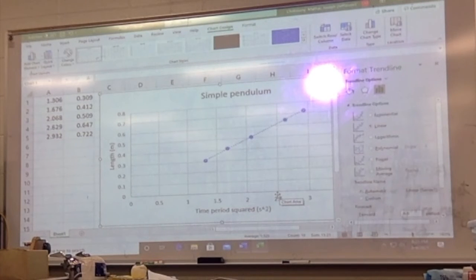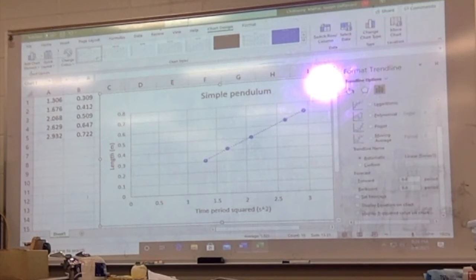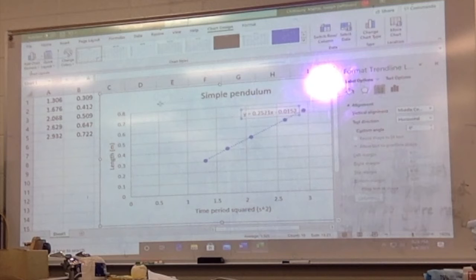Then that pops up. And then there it is asking you, are you anticipating to get an exponential graph or a linear graph or logarithmic graph or polynomial graph? We are expecting a linear graph, so that's good. And then if you scroll down to the bottom here, it will say display equation on chart. Check on that. So we got that checked. And see an equation has popped up here.